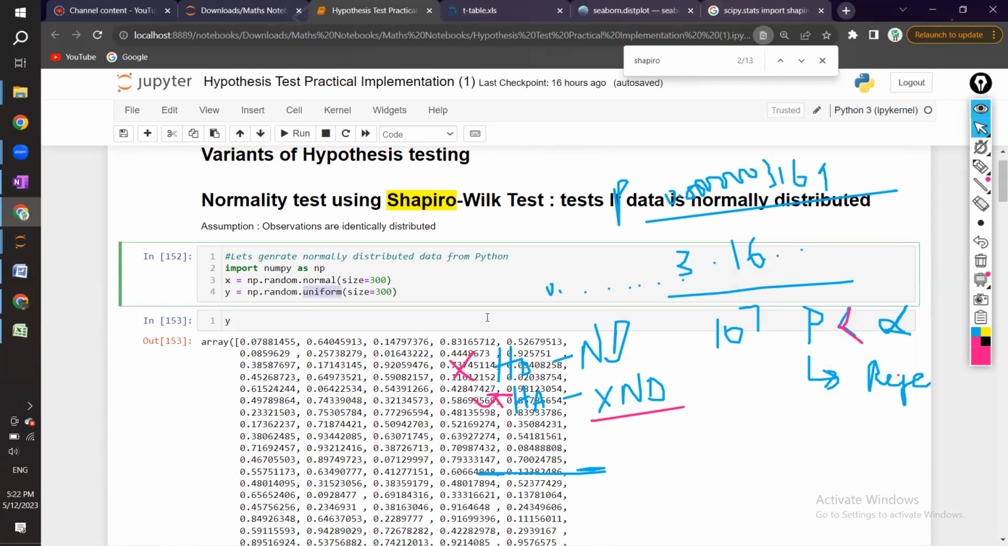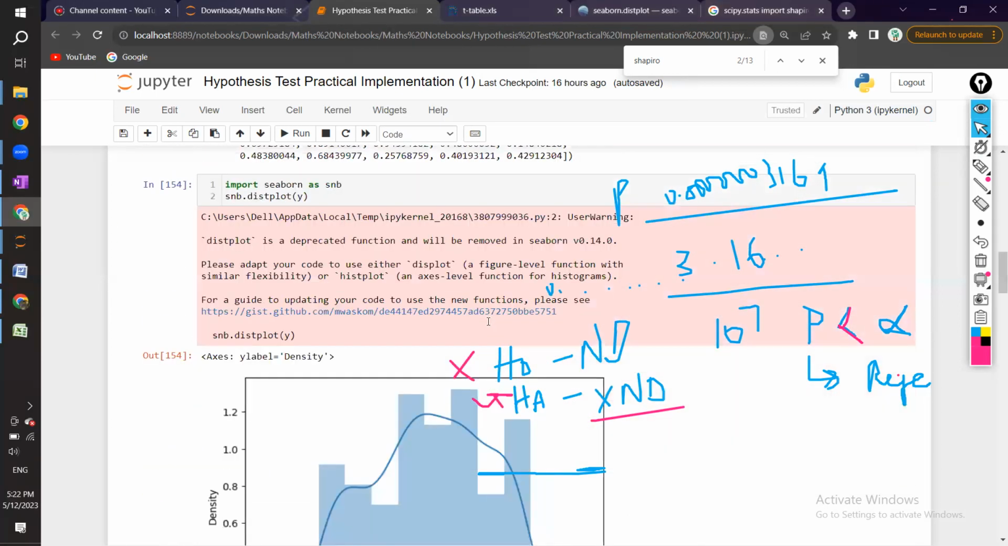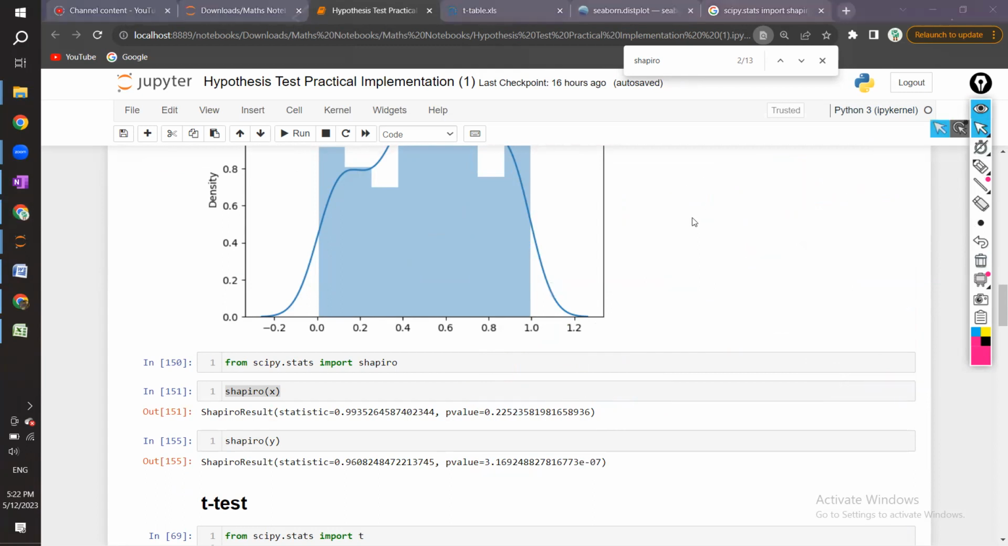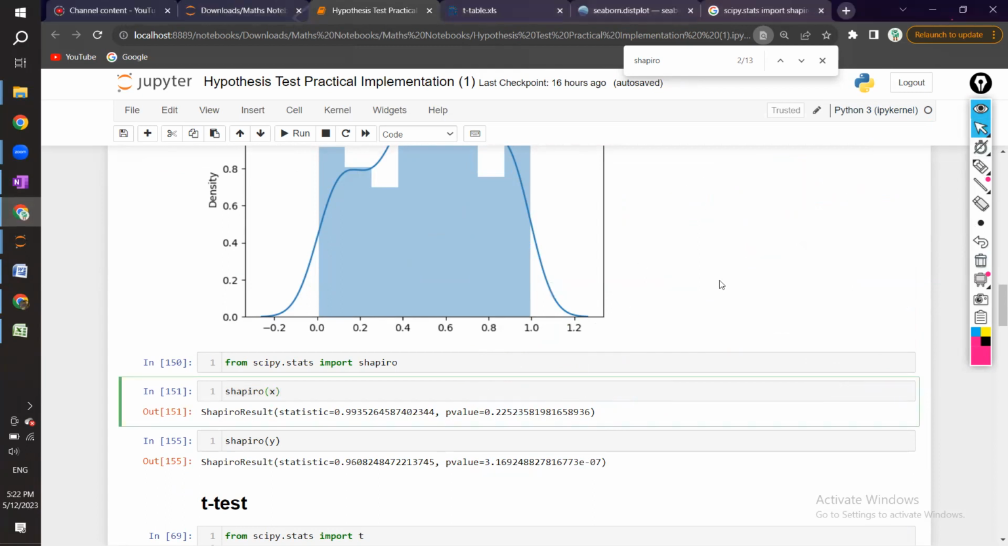Is it clear? Yes, sir. Okay, cool. So that is one way you can use the p-value, guys.